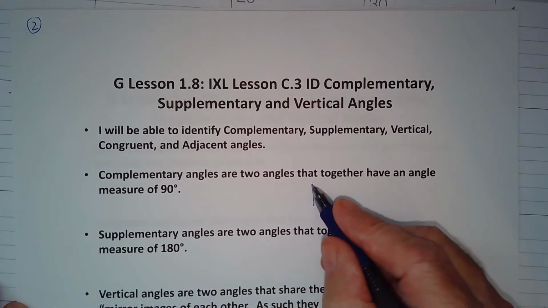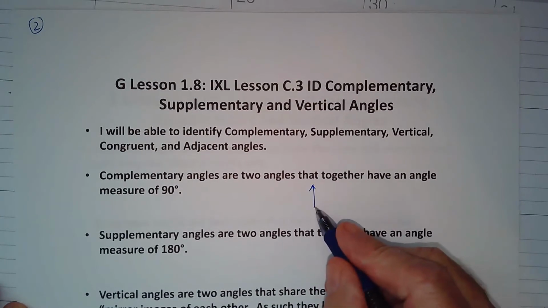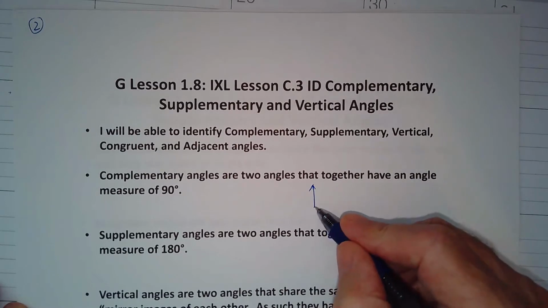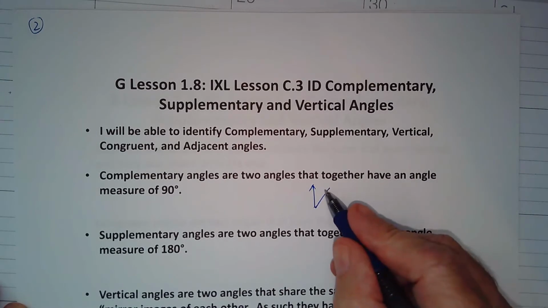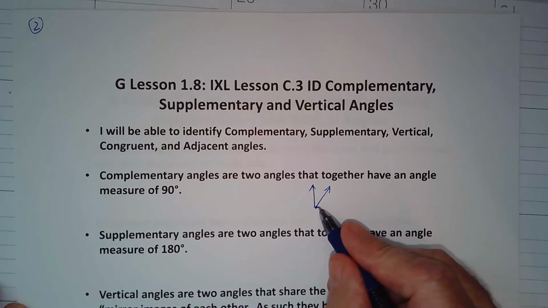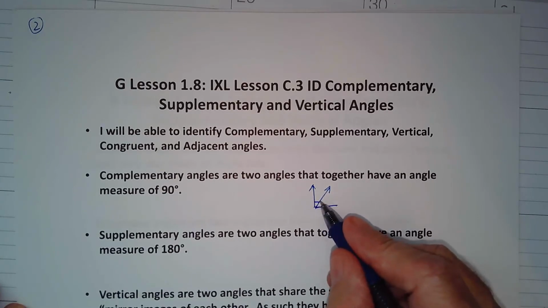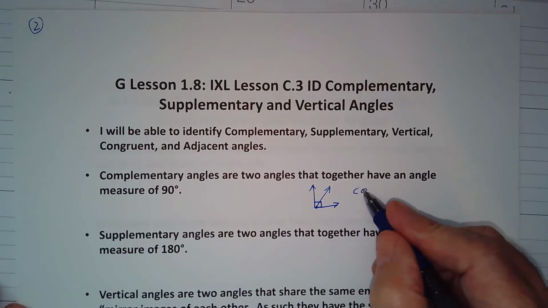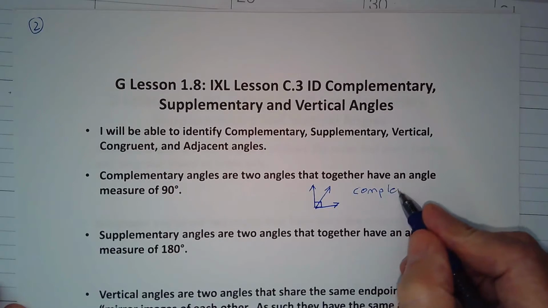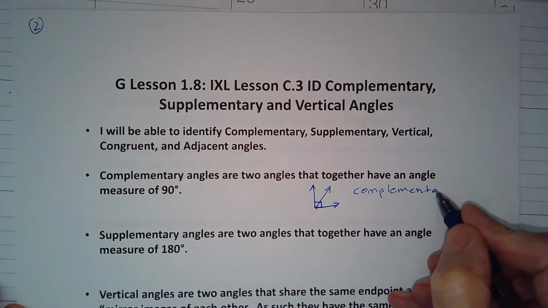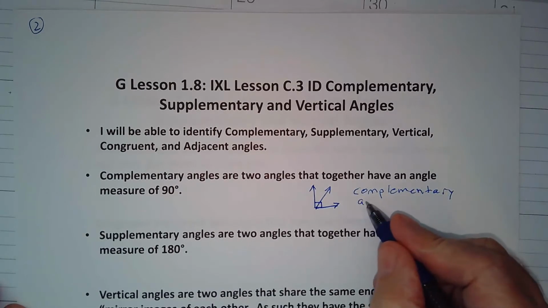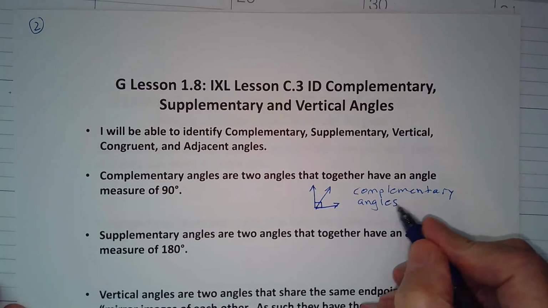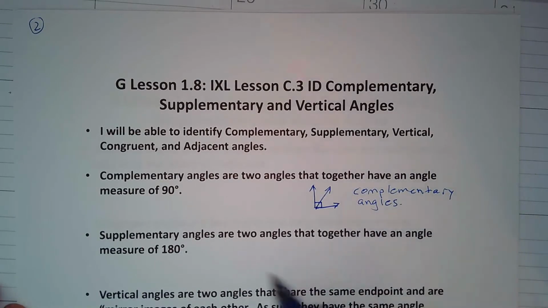So if I had an angle like this, but I had another one next to it like this, and together they form a 90-degree angle, those are complementary. Complementary angles. Now I'm not going to describe them in detail here. I'm just giving you a quick sketch, but we will describe them in more detail later in this video.